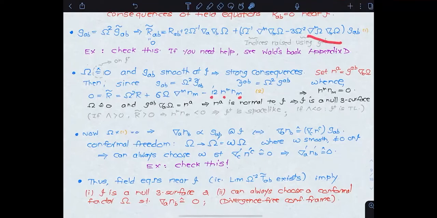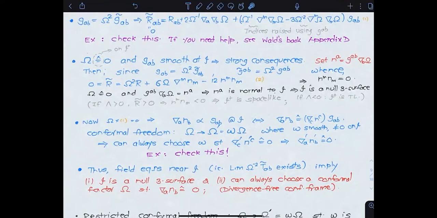So this is what survives, and the statement is that these two factors combine and give me 6. So this is the equation we get by just multiplying by R tilde. But of course, R tilde is 0 in a neighborhood of scri, and furthermore, since omega is equal to 0 on scri, we know that n is a normal to scri, because grad omega will be the normal to scri, because omega is a constant, and so all I'm doing is raising its index. So therefore, N^a is actually normal to scri.